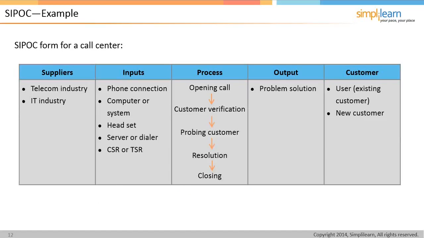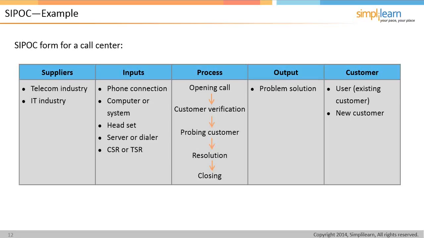So here's an example of a SIPOC form for a call center. Suppliers would be, in this instance at least, the telecom industry and IT industry. Inputs would be things like the phone connection, computer or system, the headset, server or dialer, customer service rep, or TSR, telephone service rep, presumably.